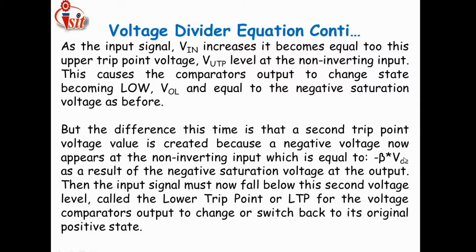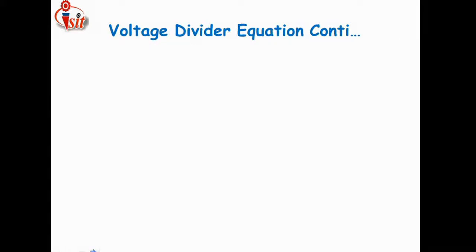This is related to the non-inverting terminal, as it is the negative saturation voltage at the output. Then the input signal must now fall below the second voltage level called the lower trip point, indicated by the letters LTP. LTP stands for lower trip point, for the voltage comparator's output to switch back to its original positive state.